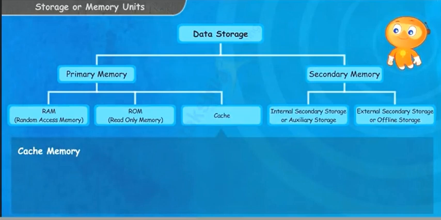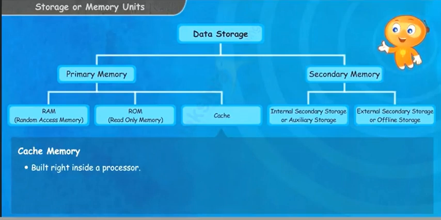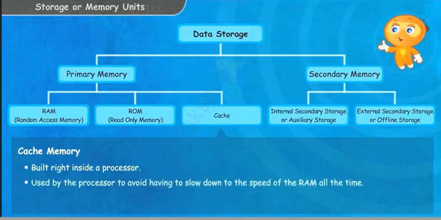Cache memory. It is a bit like RAM, except it's built right inside a processor, and is even faster than RAM. It's used by the processor to avoid having to slow down to the speed of the RAM all the time. Like RAM, it is also volatile.